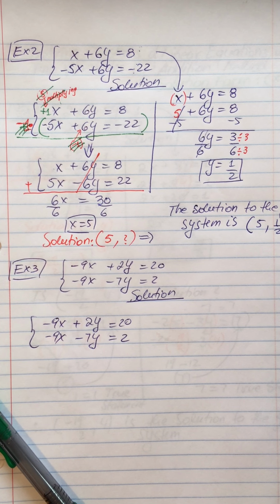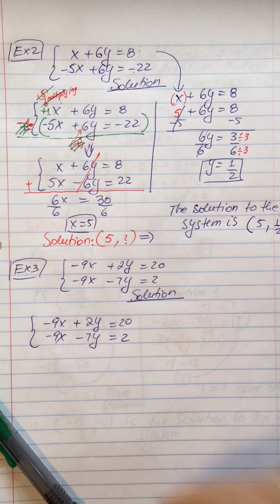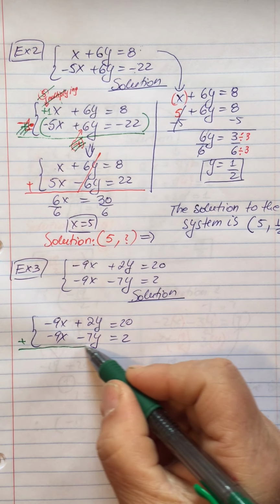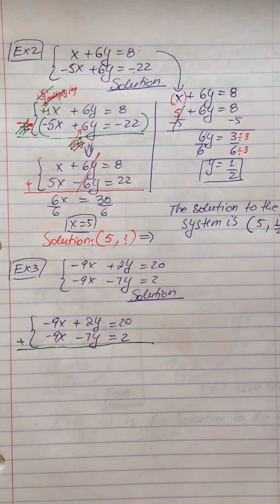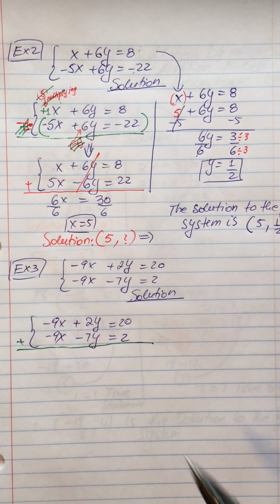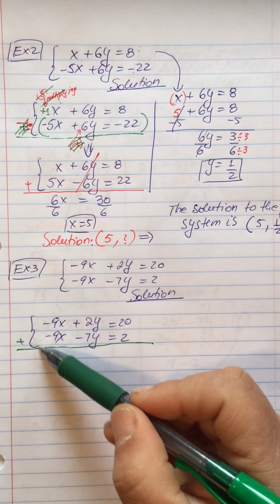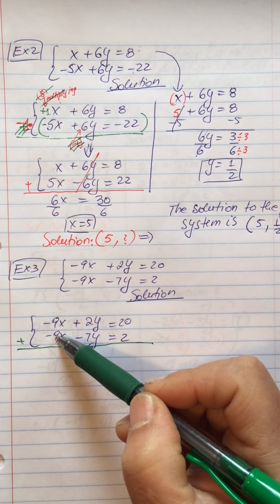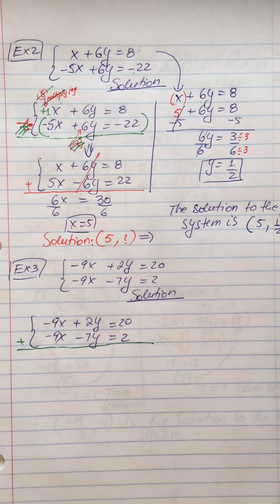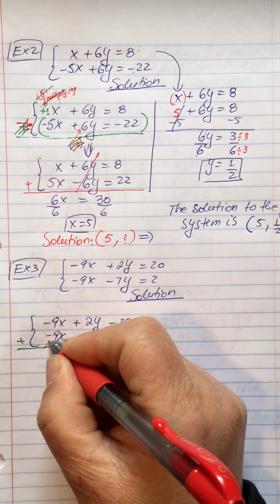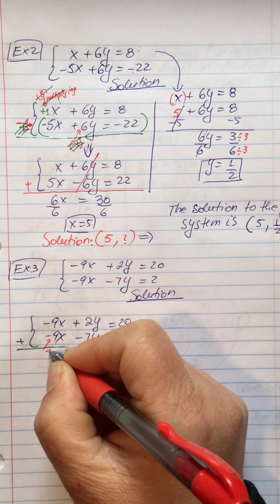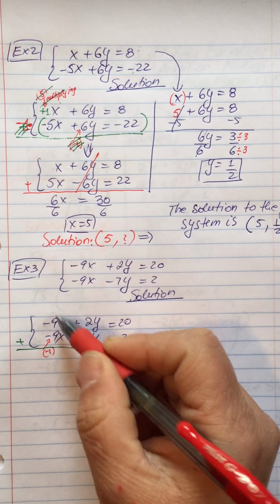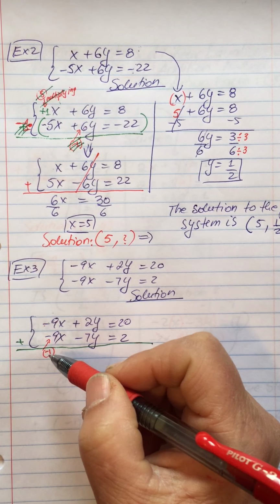Now let's go to example 3, and again, to use the addition method, I want to add both equations in order to eliminate one of the variables. If I want to eliminate x, I pay attention to the coefficients of x, and they are not opposites. But easily, I can make one of them positive by multiplying by -1. So now I have -9 and +9, opposite numbers, and x will disappear.